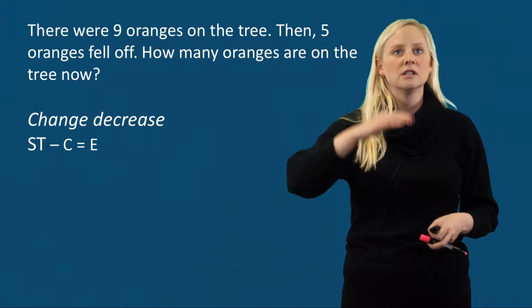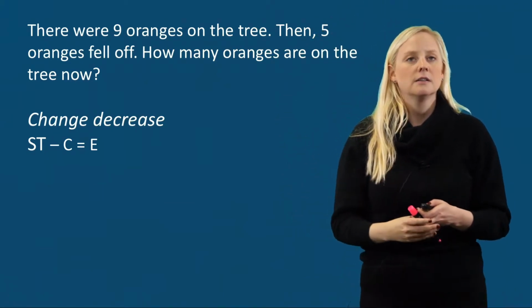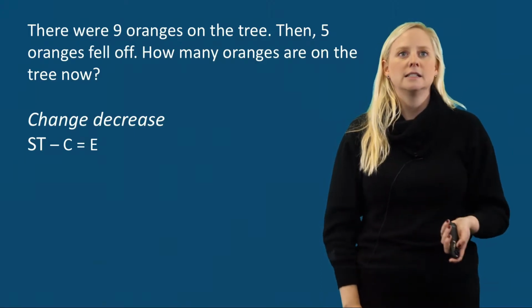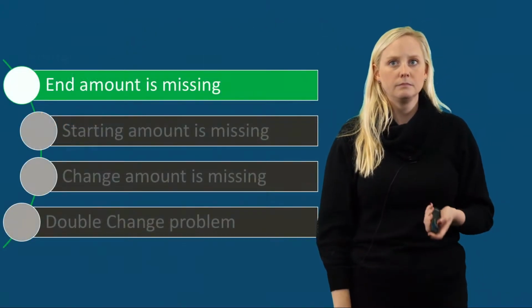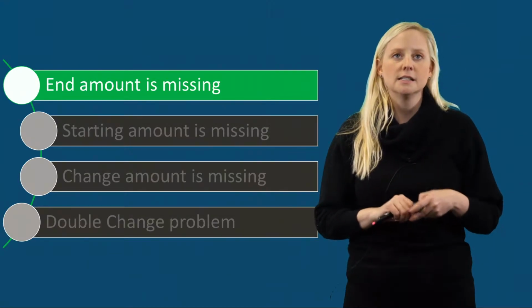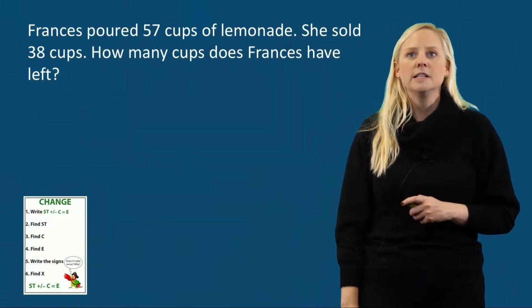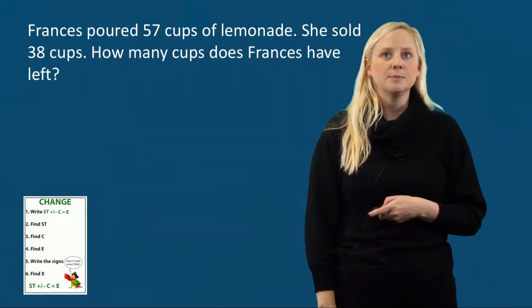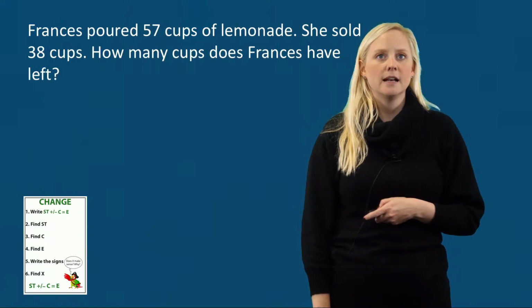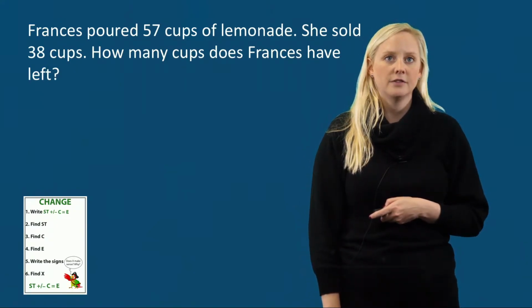So we teach students to do a change increase and a change decrease. On the slides that follow, we'll look at examples of both of them. First, I'm going to demonstrate a change problem where the end amount is missing. So let's take a look. This problem says, Frances poured 57 cups of lemonade. She sold 38 cups. How many cups does Frances have left?